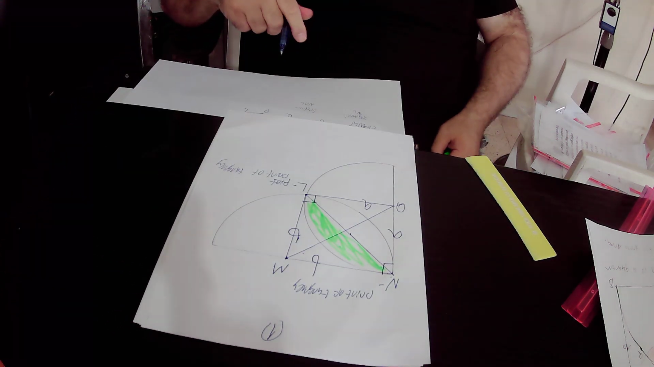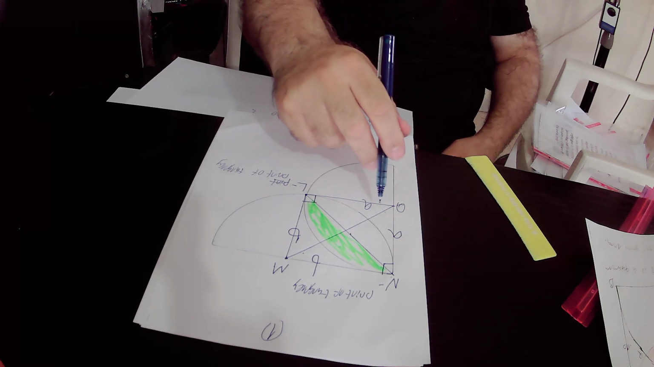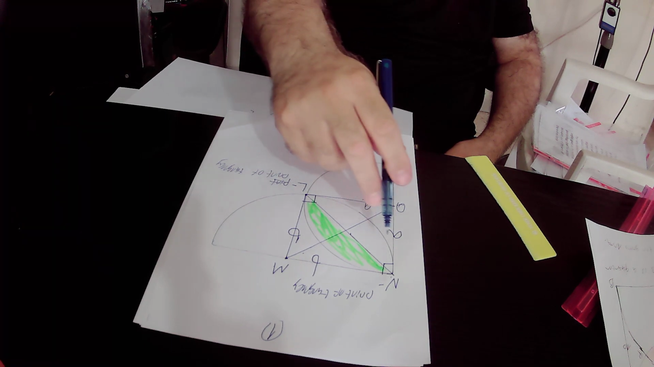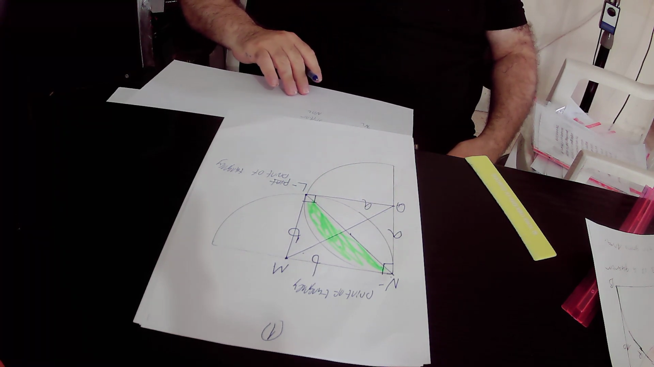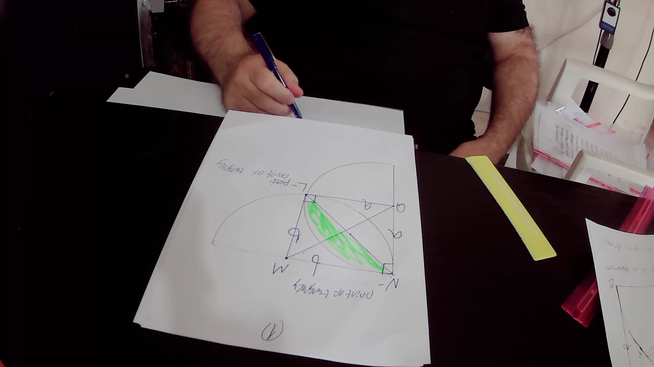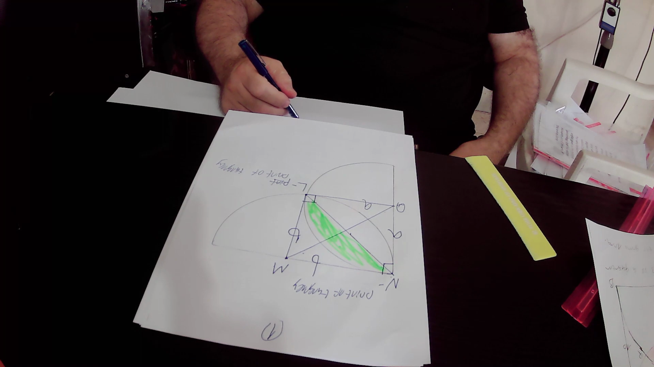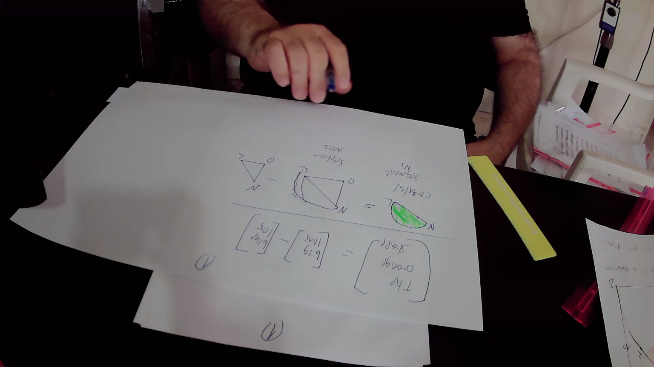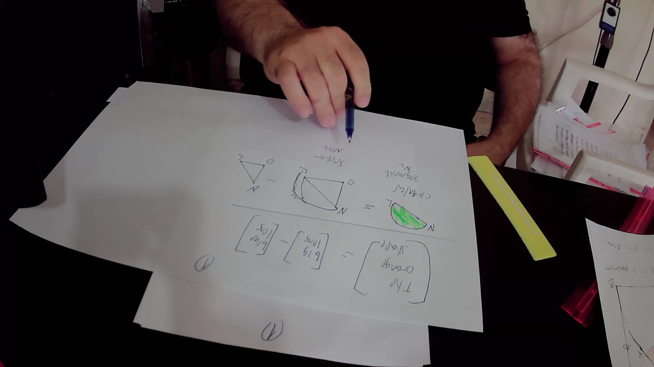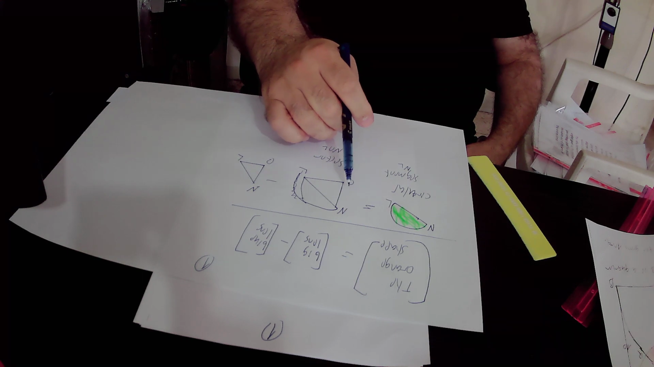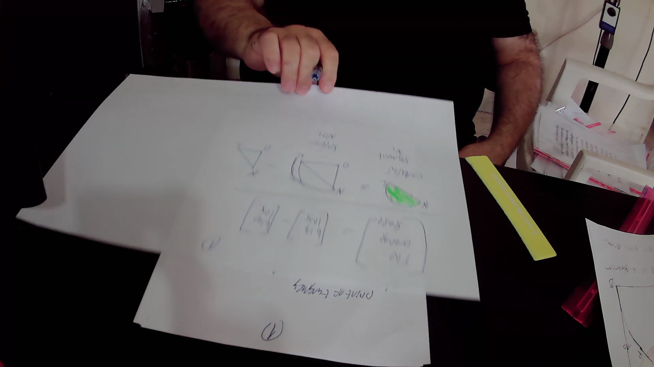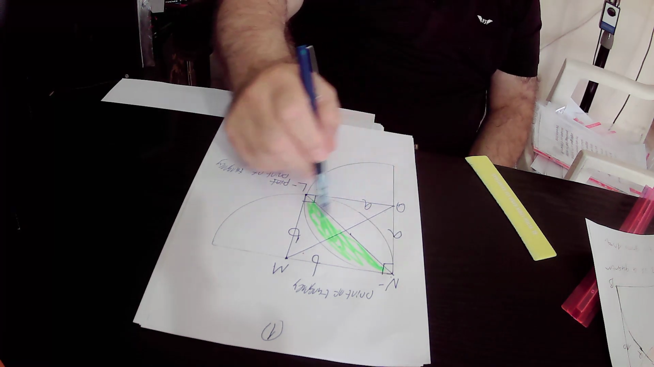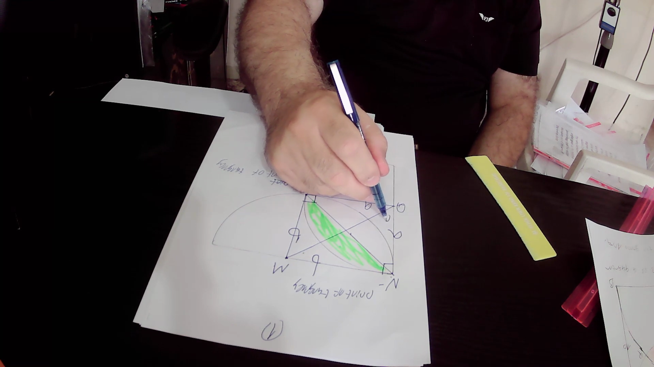I repeat again that the area of sector NOL minus the area of triangle NOL gives us exactly the area of this circular segment NL, the green circular segment. In order to find the area of sector NOL, we have to find the angle between its legs, angle NOL. So we'll define angle NOM as theta.